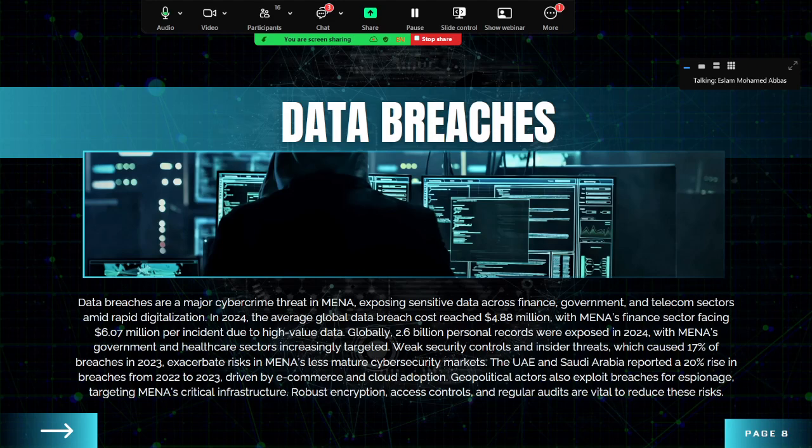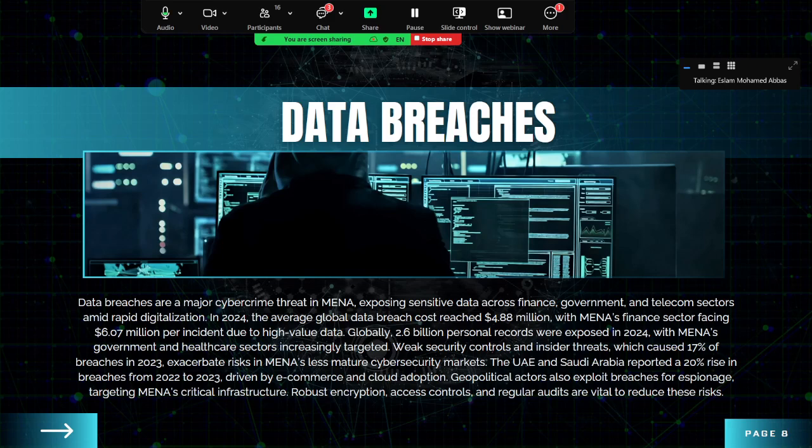And data breaches also have a lot of cost, reaching $4.80 million, and this is a very large amount of money. And when data breaches affect systems like financial systems, or any high value infrastructure in any MENA region country, the cost from these data breaches reaches $6.7 million. And this is a lot of money.